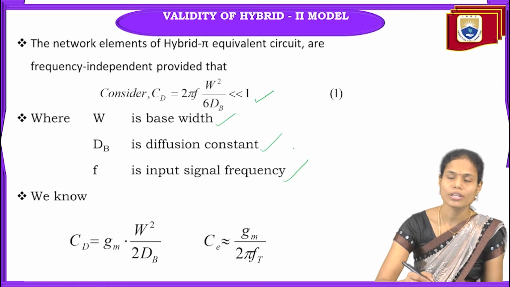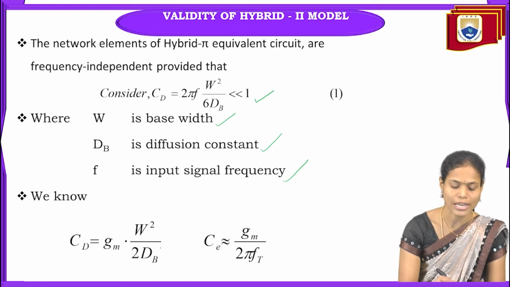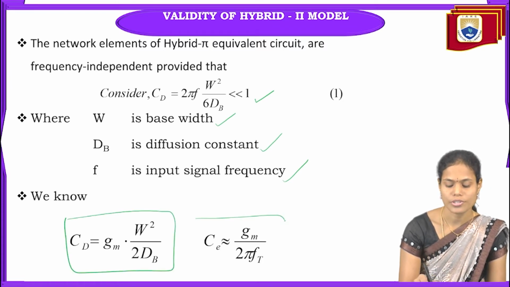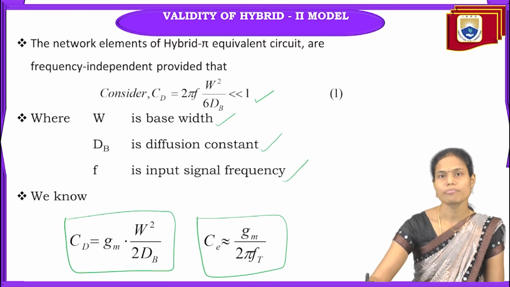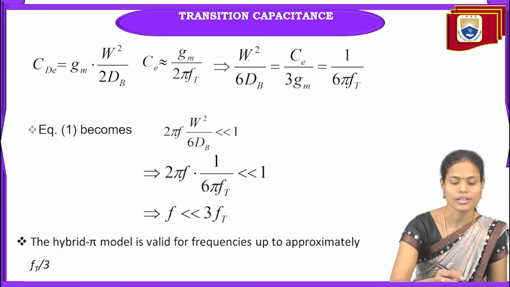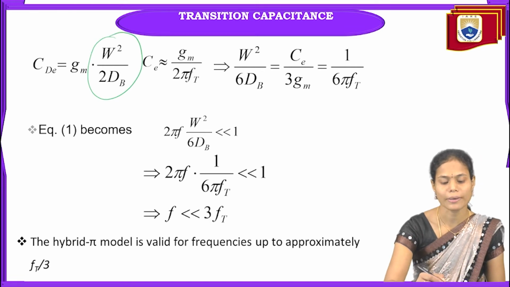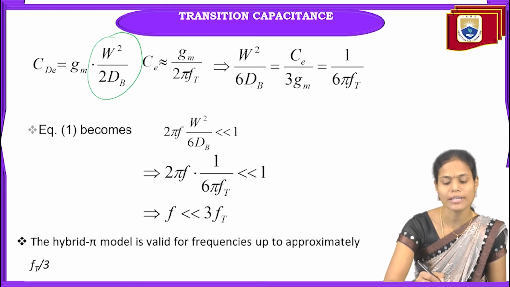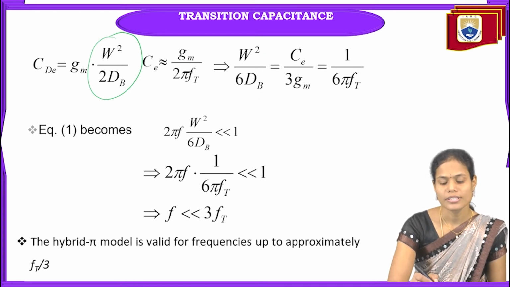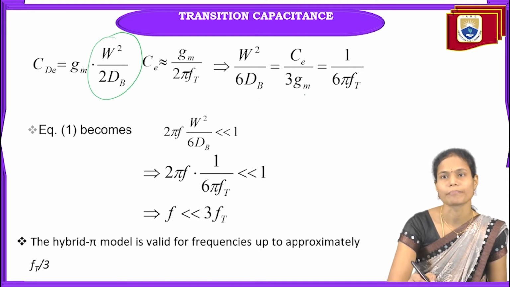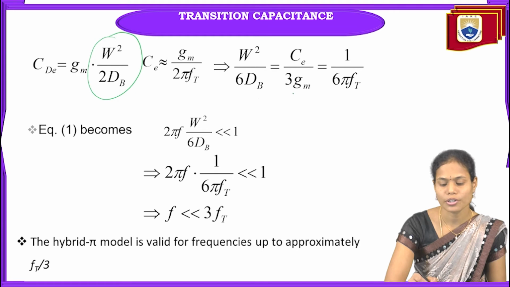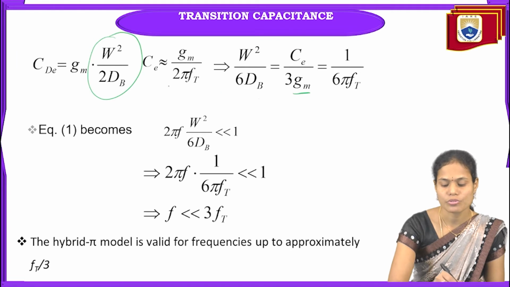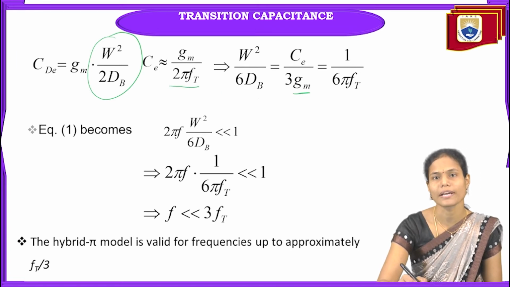From this analysis we have calculated two capacitances. Those values are Gm W square by 2 Db and Ce equal to Gm by 2 pi f. From these two capacitances, we can write the W square by 2 Db term. From these two relations, we can write it as W square by 6 Db, and this one I can write as Ce by 3 gm. Here this value is equivalent to 2 pi ft. Gm we are taking across 2 pi ft. That's why we are getting it as 1 by 6 pi ft.